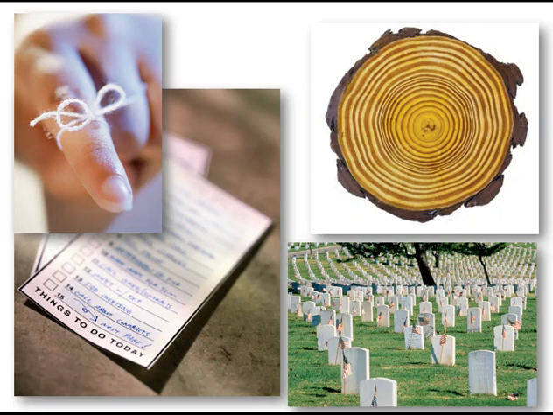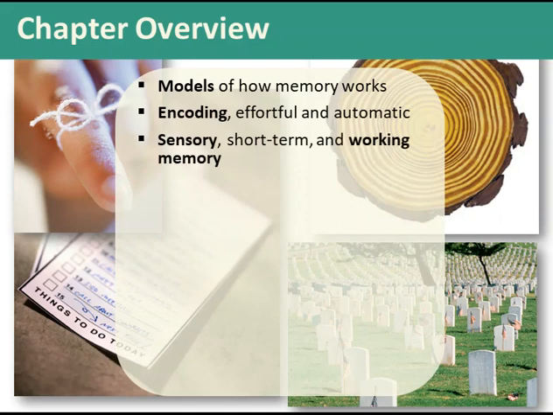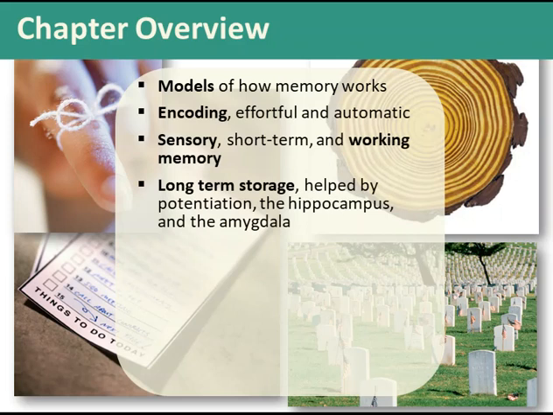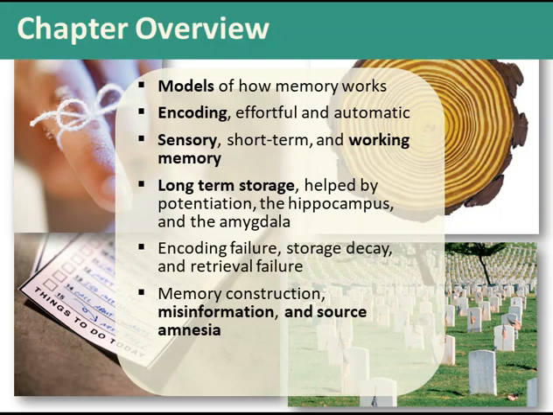Now, let's talk about some of the topics by way of a chapter overview. We'll be looking at models of how memory works, encoding, effortful and automatic processing, sensory, short-term, and working memory, long-term storage helped by potentiation, the hippocampus, and the amygdala, encoding failure, storage decay, and retrieval failure, memory construction, misinformation, and source amnesia, and some tips and lessons for improving memory.